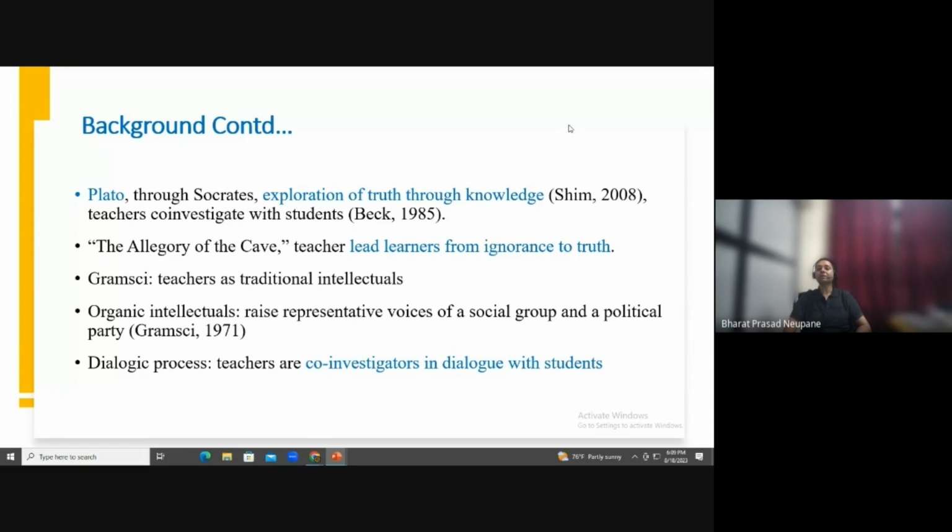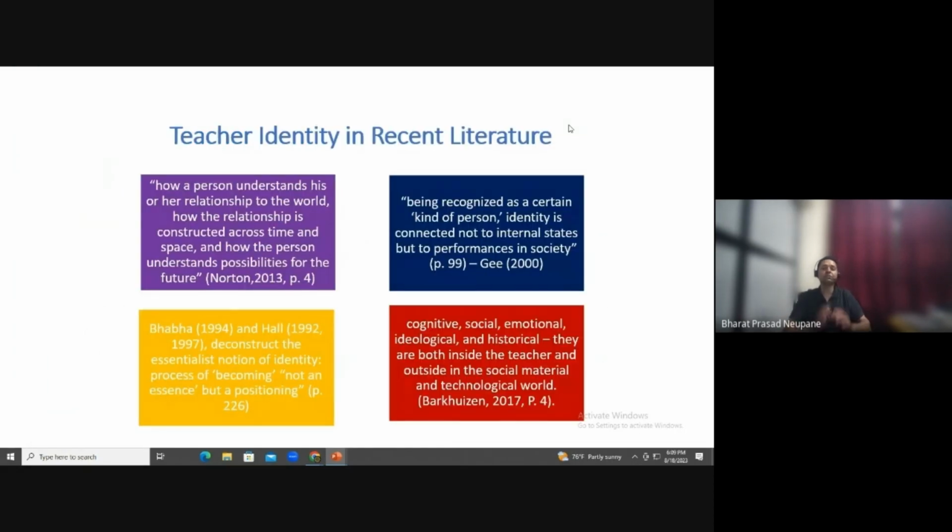So in all these philosophies, in all these wisdom traditions, we found one commonality: that teachers engage students in a dialogic process. Teachers co-investigate in dialogue with students. So teachers' responsibility is not just to spread knowledge, just to pass on the knowledge that they have, but rather to engage students in a dialogic process and to construct knowledge.